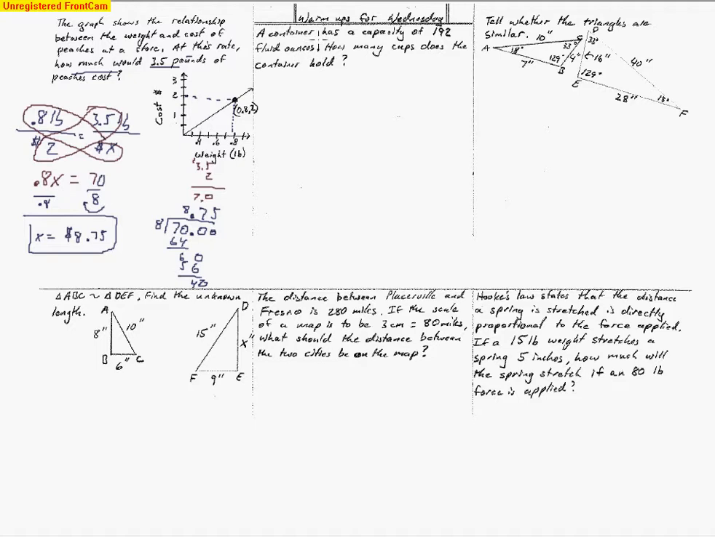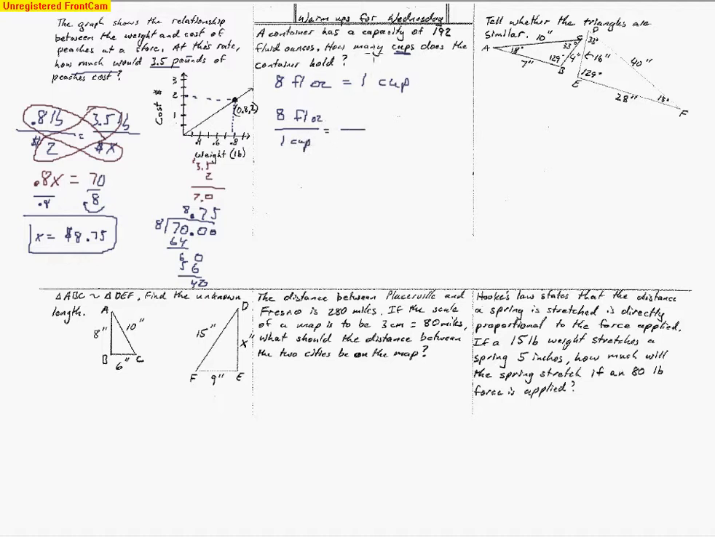It says the container has a capacity of 192 fluid ounces. How many cups does the container hold? So how many fluid ounces are in a cup is a better way to look at it. There are 8 fluid ounces in 1 cup, and we're going to use that as a ratio. So I'm going to do 8 fluid ounces over 1 cup equals, and then I'm going to write the next as a ratio as well.